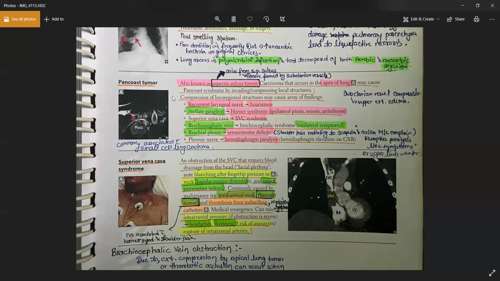Other than that, the patient can also have compression of the brachial plexus. And what part of the brachial plexus would be compressed?